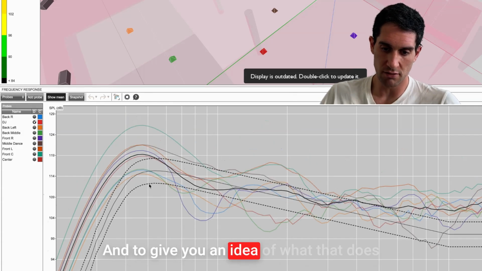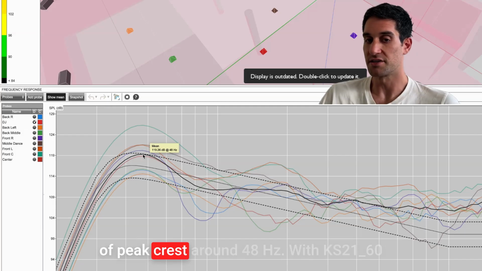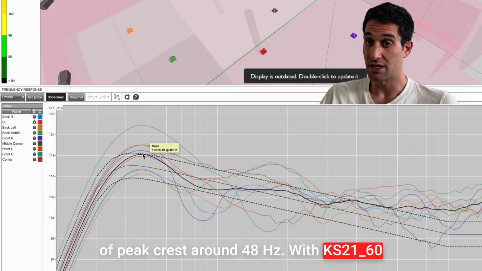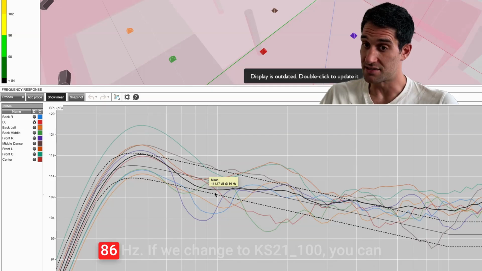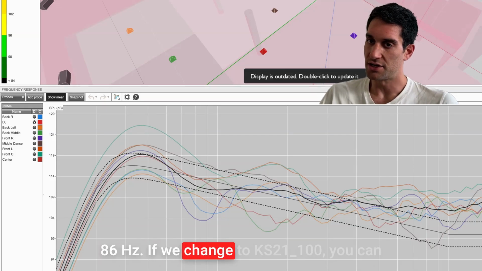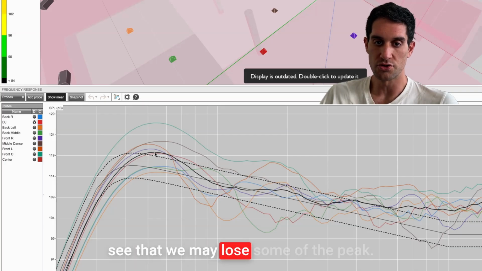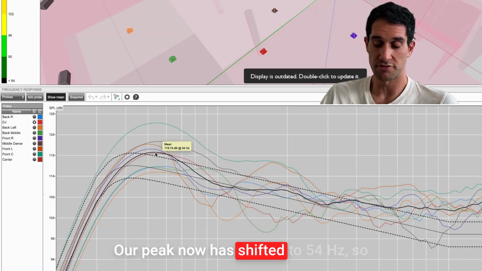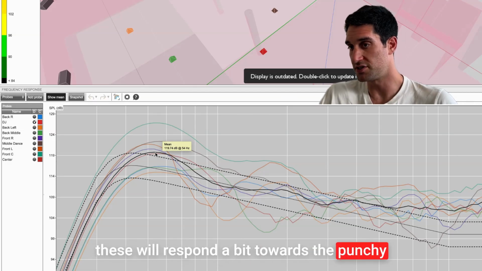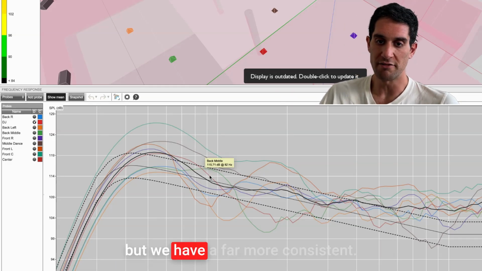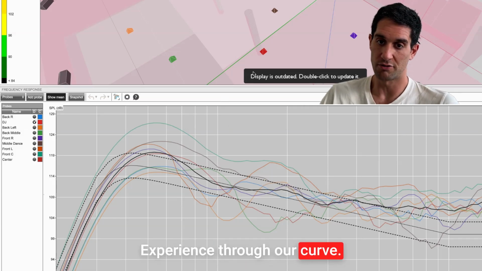And to give you an idea of what that does to the frequency response, we have a sort of peak crest around 48 hertz with KS21-60, and we're at our lowest around about 86 hertz. If we change to KS21-100, you can see that we may lose some of the peak. Our peak now has shifted to 54 hertz, so these will respond a bit towards the punchy side of things versus the infrasonic, but we have a far more consistent experience through our curve, all right?